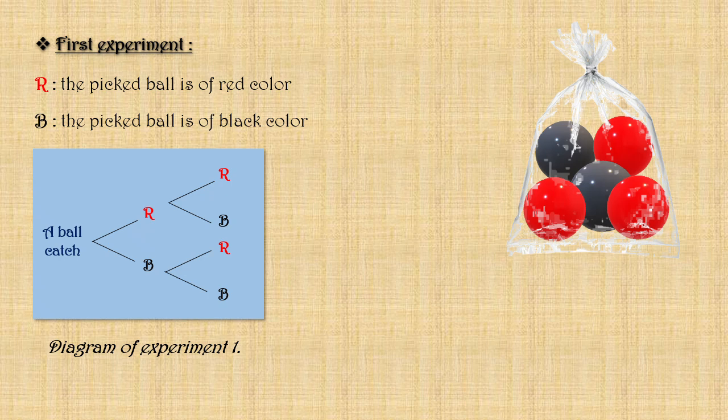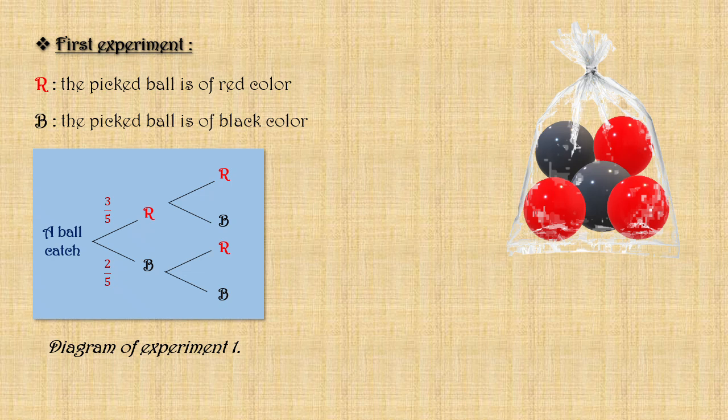Now, as 3 of the 5 balls that are in our bag are of red color, the probability to get the event R for our first picked ball equals 3/5. And as 2 of the 5 balls that are in our bag are of black color, then the probability to get the event B to happen for our first picked ball equals 2/5.